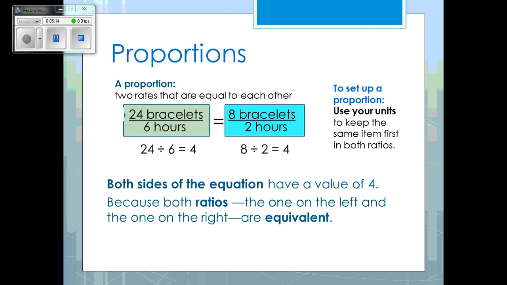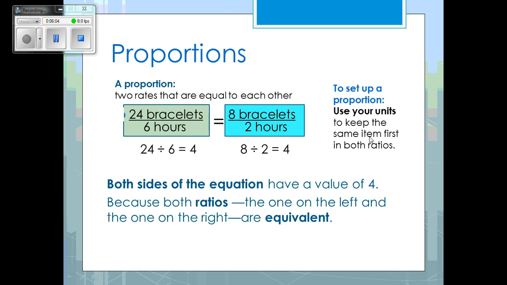Proportions. A proportion is just two rates that are equal to each other. So we have in the green box 24 bracelets over 6 hours, and I've set that equal to, in the blue box, 8 bracelets over 2 hours. I know that these are both equivalent because when I evaluate the green box, 24 divided by 6, I get 4. And when I evaluate the blue box, 8 divided by 2, I also get 4. Both sides of the equation have a value of 4 because both ratios, the one on the left and the one on the right, are equivalent.